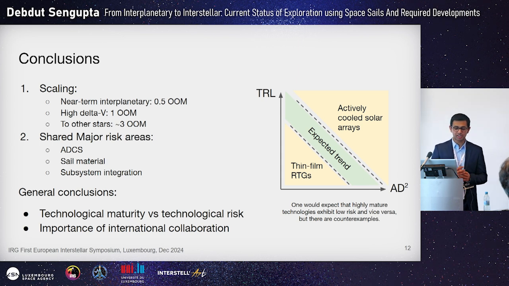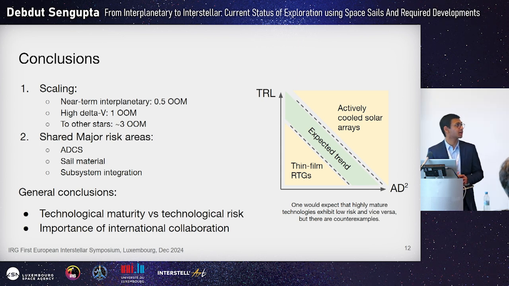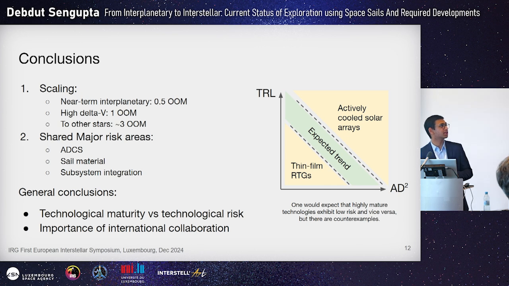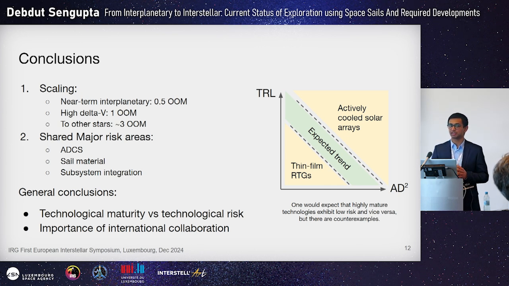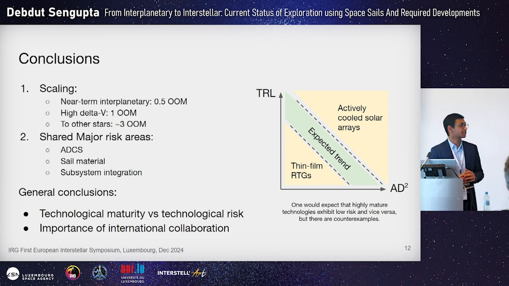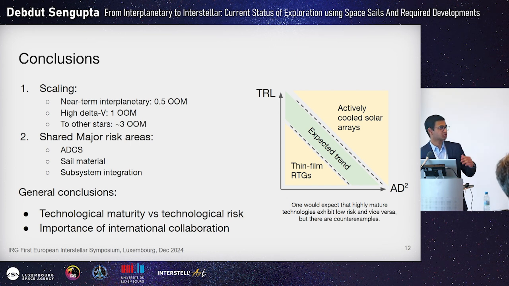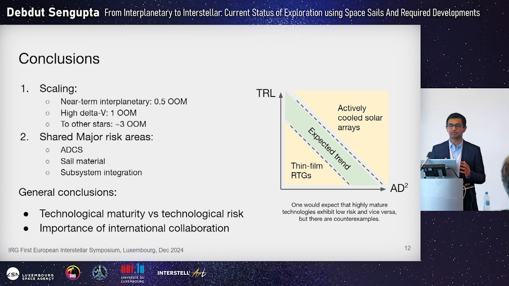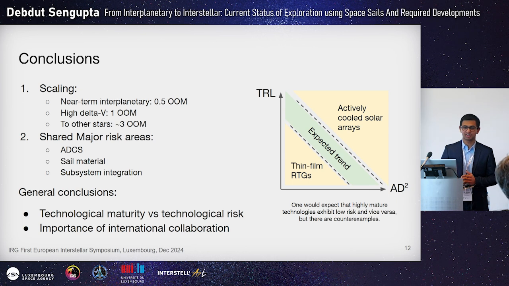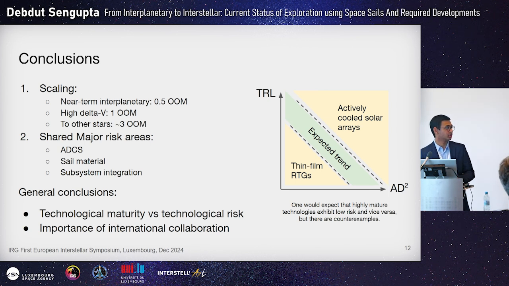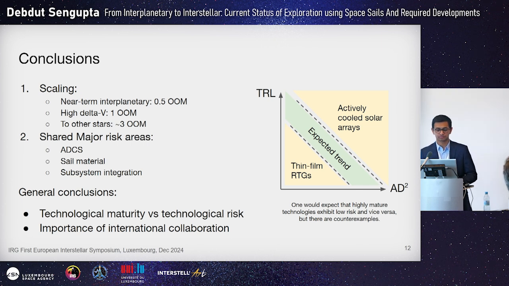So in terms of the major risk areas, the shared ones from the study can be seen to be the ADCS subsystem, which appeared in all 3 missions. The sail material, very important, especially from a thermal management perspective. And finally, something extra important to note as well, not necessarily from the AD² study, but from looking at the system designs, is the subsystem integration, because adding the different components together also increases the overall risk, especially seen by the ground-based laser array.